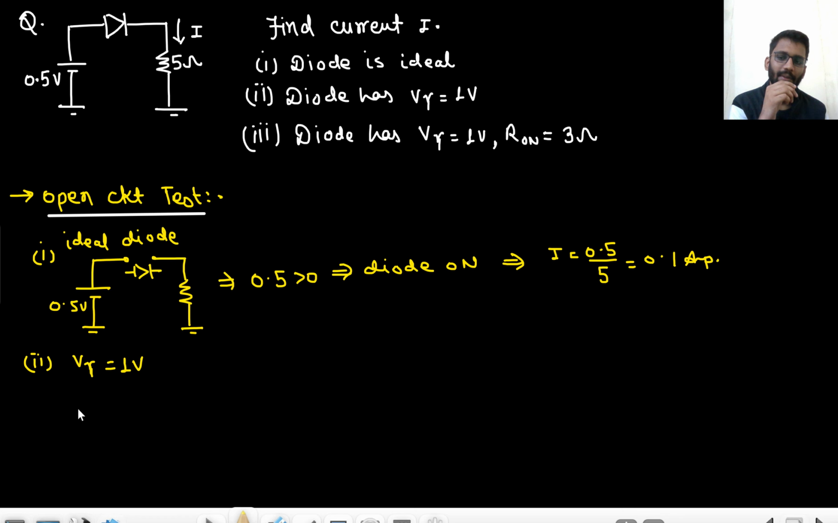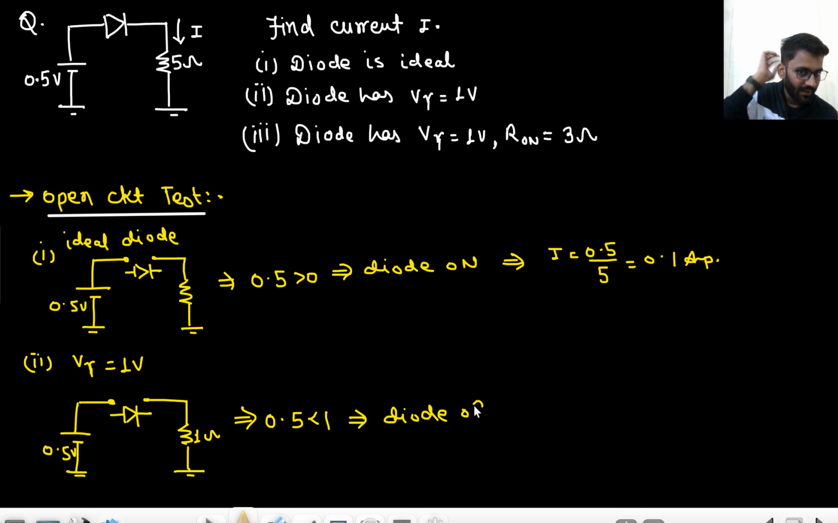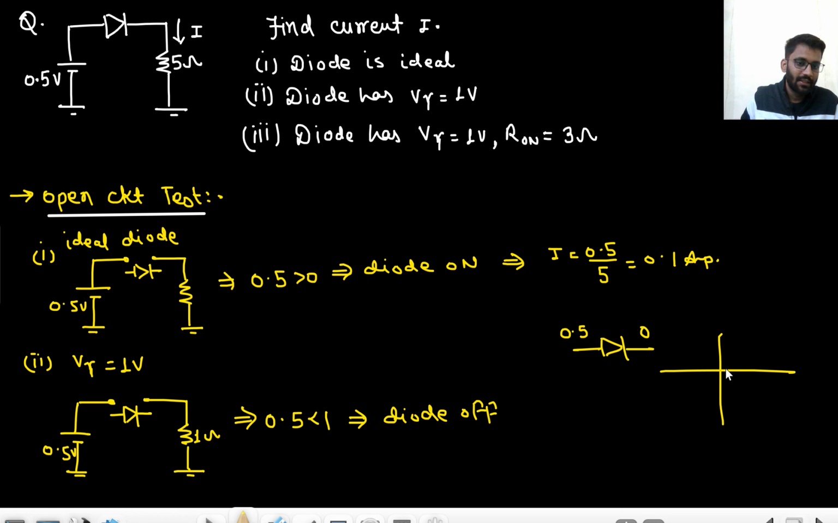Okay, so here my battery is 0.5 volt. I will replace this with open circuit only. Now this is the diode. Tell me if it will be on or off. Here 0.5 is lesser than 1 volt, so diode will be off only. Even if here I am having 0.5 and here I am having 0, the potential of P is greater than potential of N, still the diode will not be on because it doesn't clear the cut-in voltage. What is the cut-in voltage? This is the cut-in voltage. So it has to clear this cut-in voltage, then only it will be on.